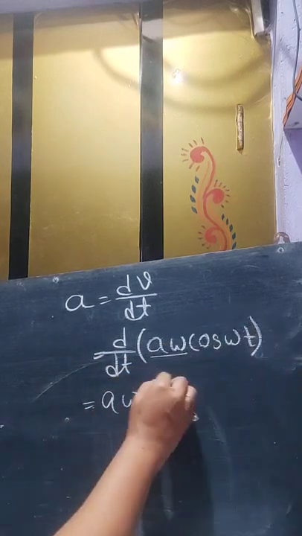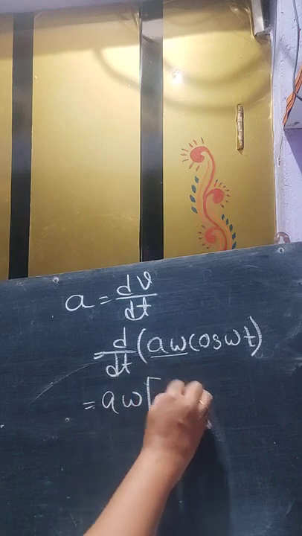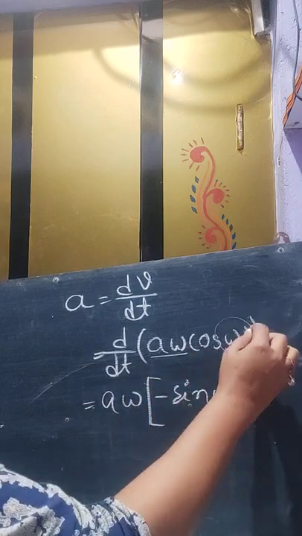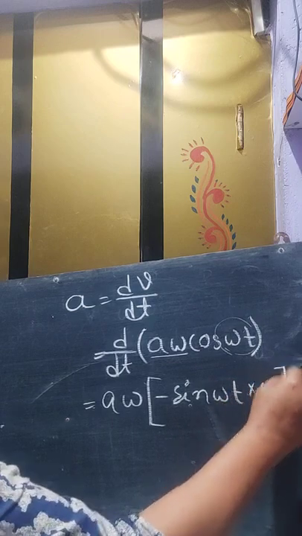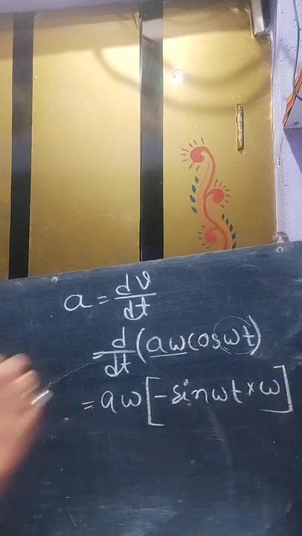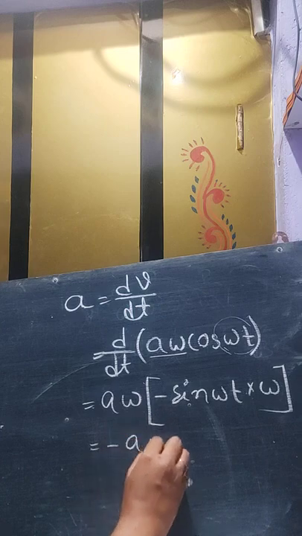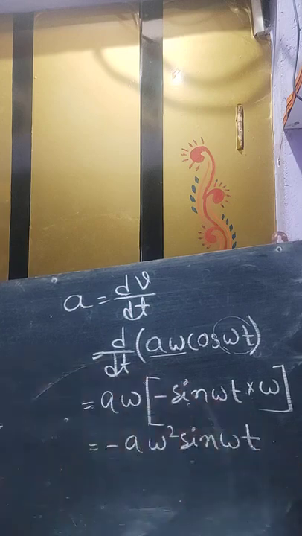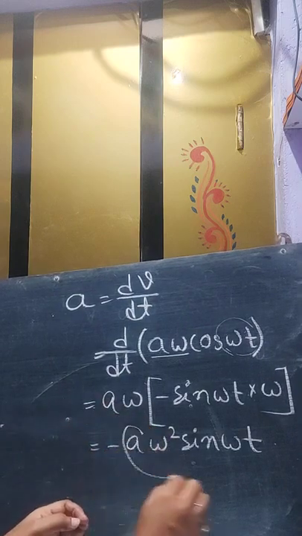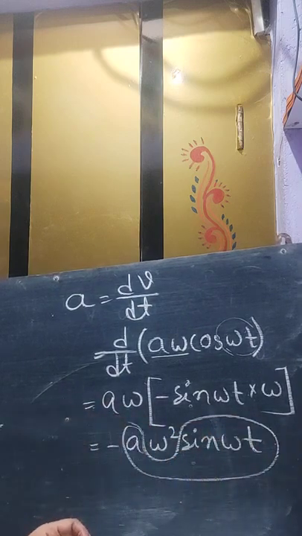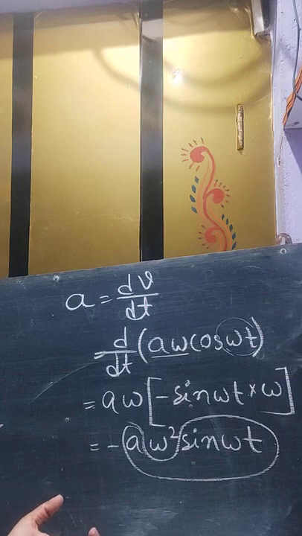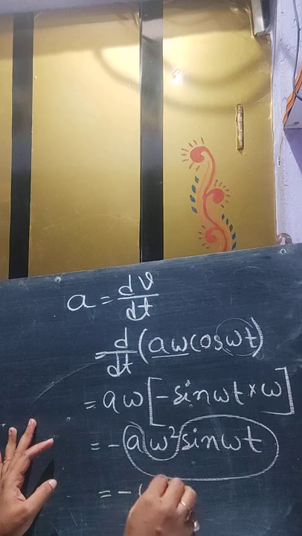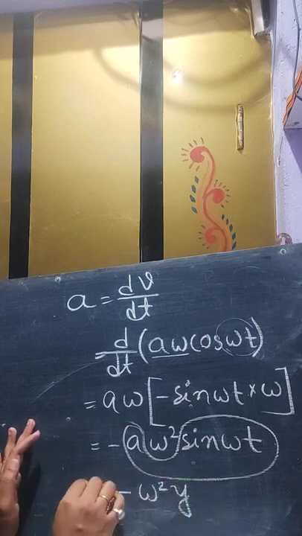Now, what is the differentiation of cos omega t? That is minus sin omega t. Now, omega t is there, so for this, omega will be the differentiation. So, the result will be minus a omega squared sin omega t, right? Now, what is this a sin omega t? That is nothing but my y. So, acceleration is defined as minus omega squared y.